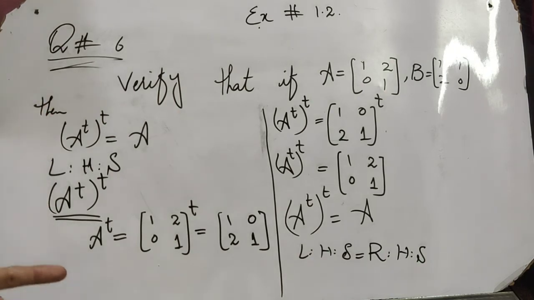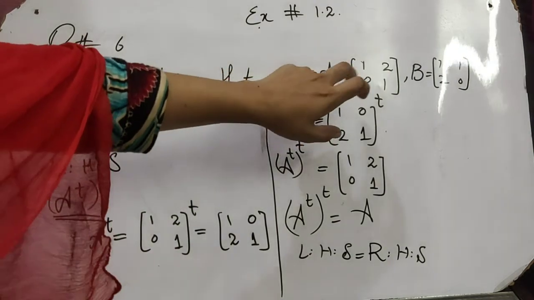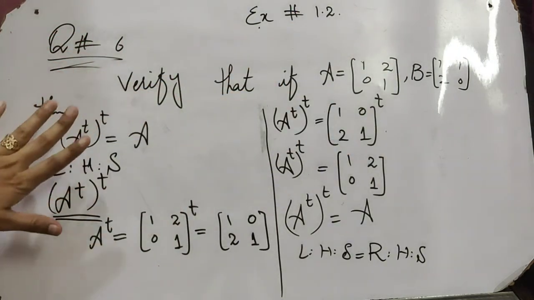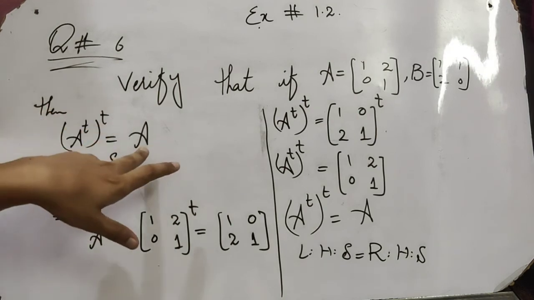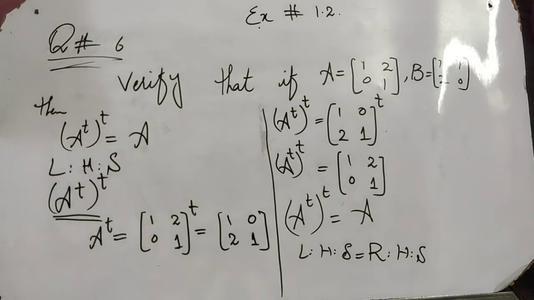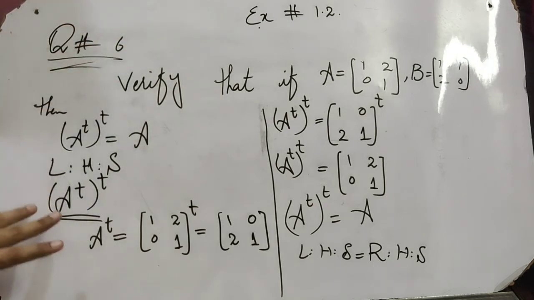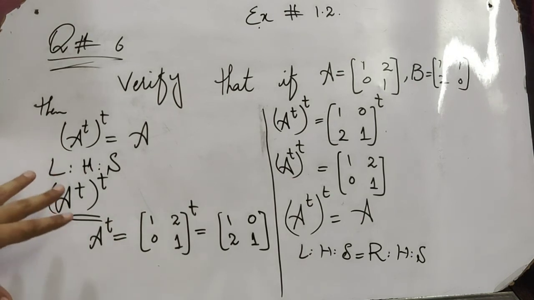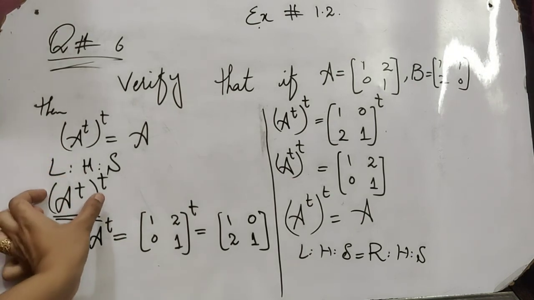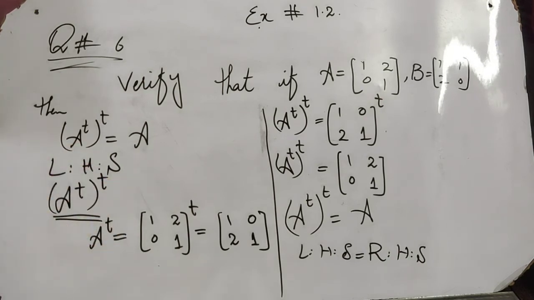What is the question? Verify that if A is equal to 1, 2, 0 and 1, then the transpose of A transpose will be equal to A. It means that we should solve it step by step. In the first step we take the left hand side, which was the transpose of A transpose, and to solve this we should take only the part which is in the bracket. So we take A transpose.